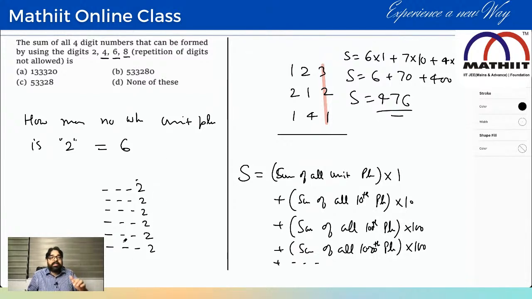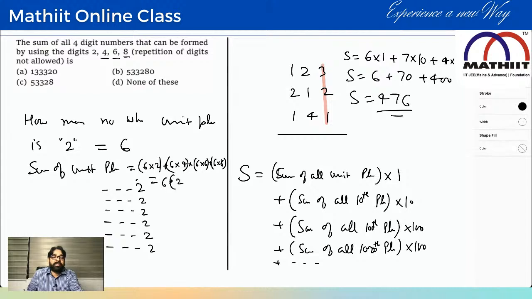So if I am asking the sum of the unit place, the sum of the unit place will be what? 6 times 2, plus 6 times 4, plus 6 times 6, plus 6 times 8. Did you understand the point, everybody? Like this. If you take 6 common, you will get 2 plus 4 plus 6 plus 8, which is 10, 10, 20. 20 into 6 will be 120. Means the sum of the unit place will be 120.